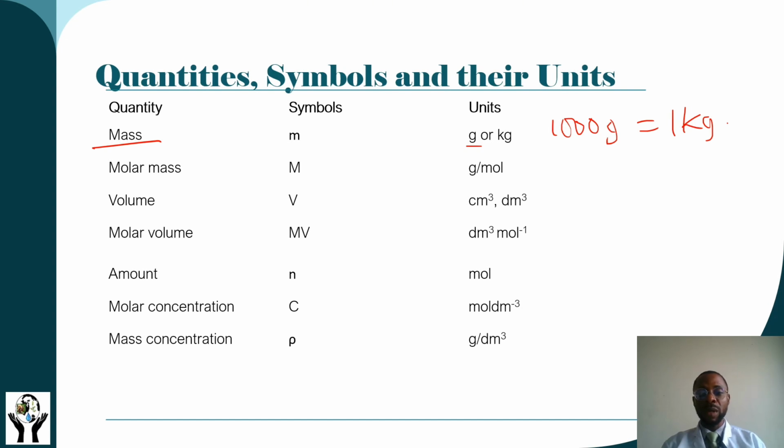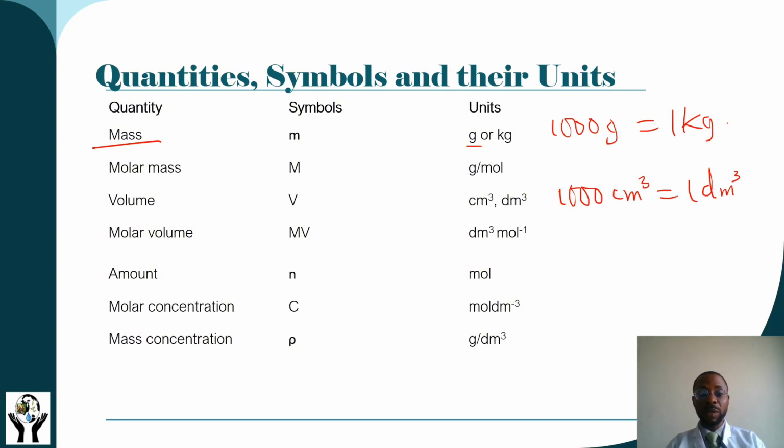Then the volume, that one is also a very common quantity. The unit is centimeter cube or dm cube. Dm cube can be converted to centimeter cube and vice versa, knowing that 1,000 centimeter cube equals 1 dm cube. Sometimes the answer could be asked to be given in centimeter cube, and sometimes it could be in dm cube. Whichever way, you can always do your conversion knowing these conversion values. 1,000 centimeter cube equals 1 dm cube.